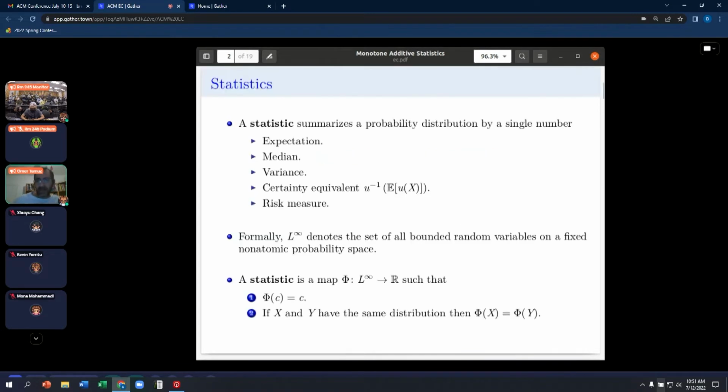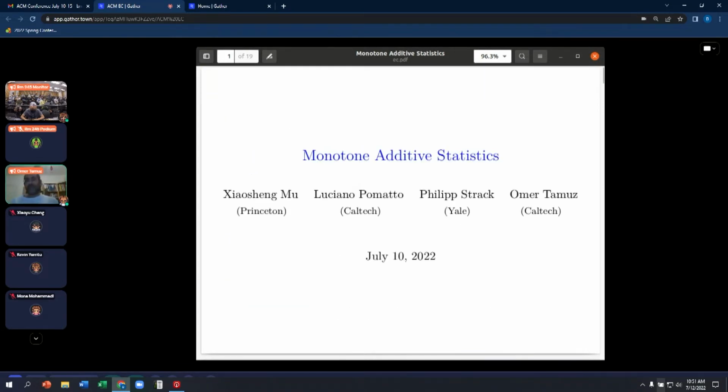Okay, so I'll start. The title of the paper is Monotone Additive Statistics. It's joint with Xiaosheng Mu, who's at Princeton, Luciano Pomatto, who's my next door neighbor at Caltech, and Philipp Strack, who's at Yale. Okay, so let me tell you what monotone additive statistics are. This might be a bit of a mysterious title.